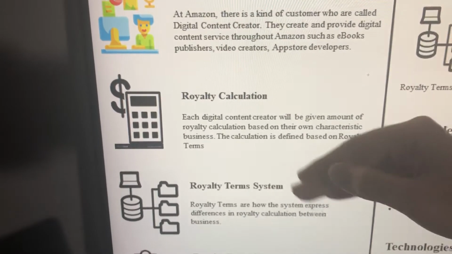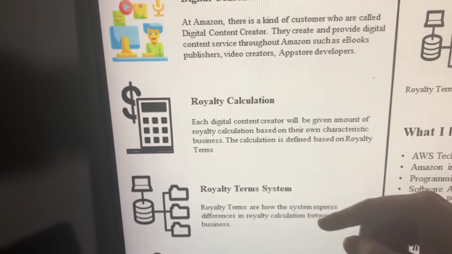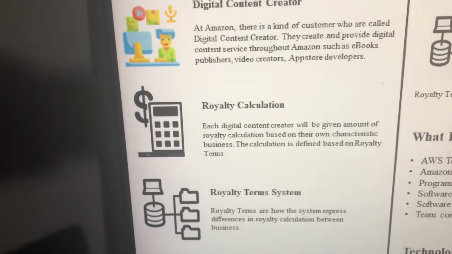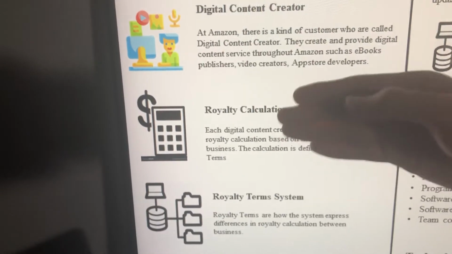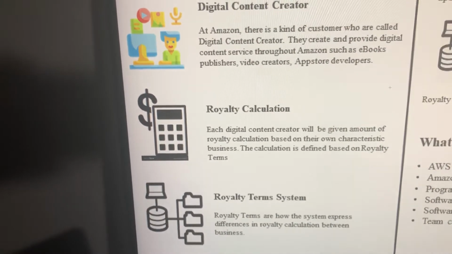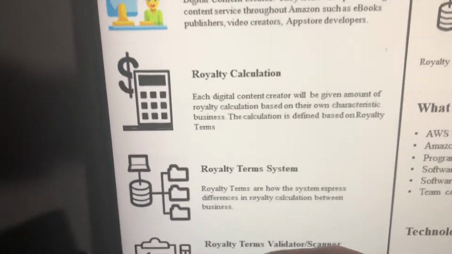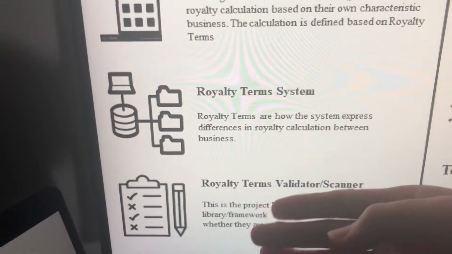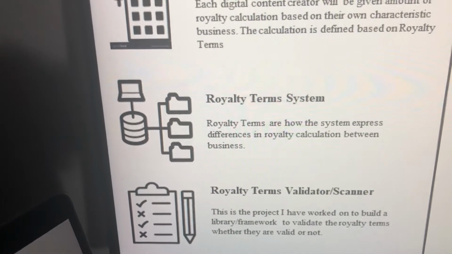Amazon has a database that stores the royalty terms. The database contains files, and those files are used to calculate the royalty amount for the digital content creators. And then we have the royalty term validator scanner. This is where I work. This is also my project.